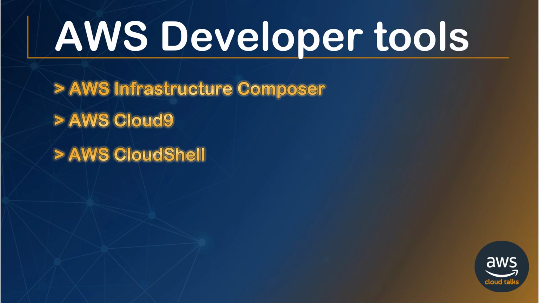AWS CloudShell. AWS CloudShell is a browser-based shell. It enables you to securely manage, explore, and interact with your AWS resources. AWS CloudShell is pre-authenticated with your console credentials. Common development and operations tools are pre-installed. You can quickly run scripts with the AWS command line interface, AWS CLI, experiment with AWS service APIs using the AWS SDKs, or use a range of other tools to be productive.